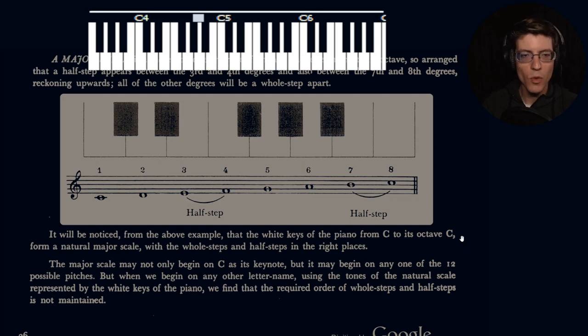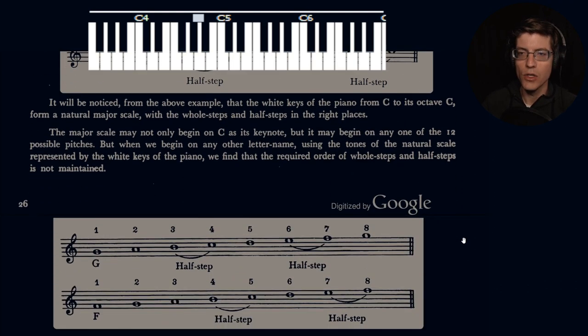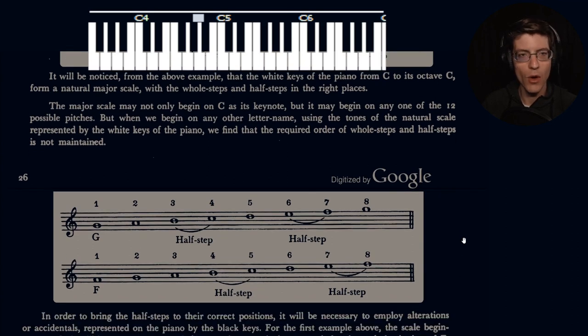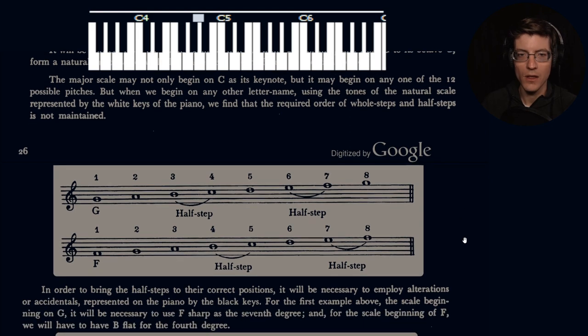It will be noticed from the above example that the white notes of the piano from C to its octave C form a natural major scale, with the whole steps and half steps in the right places. The major scale may not only begin on C as its keynote, but it may begin on any one of the 12 possible pitches. But when we begin on any other letter name, using the tones of the natural scale represented by the white keys of the piano, we find that the required order of whole steps and half steps is not maintained. So, if I were to play G, for instance, you see that in G major, the 3 to 4 is indeed a half step, but then between 6 and 7 is the half step instead of 7 and 8.